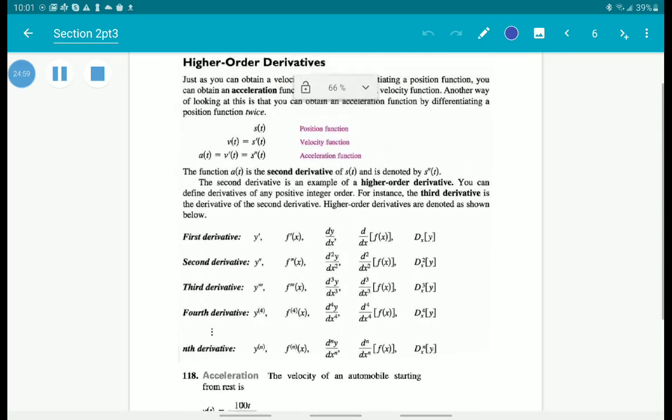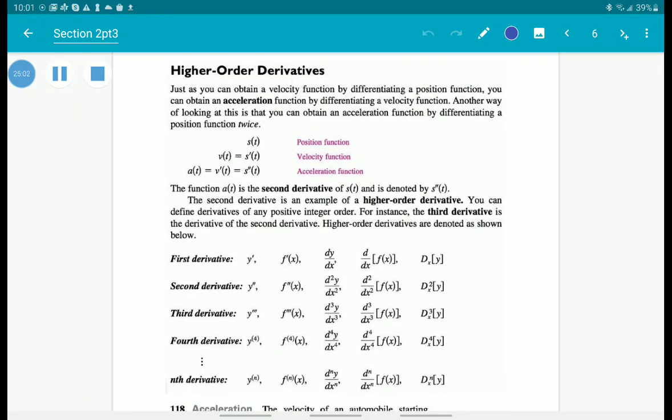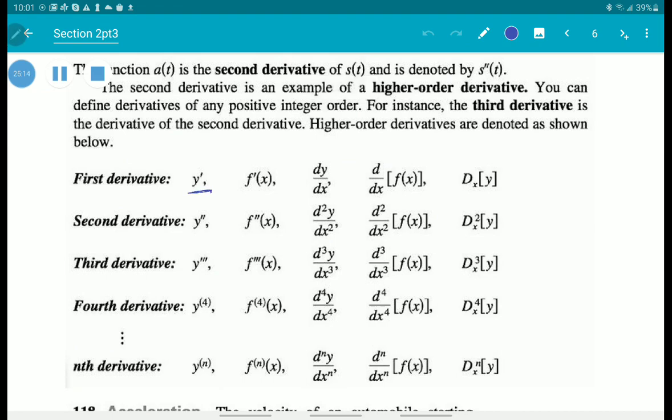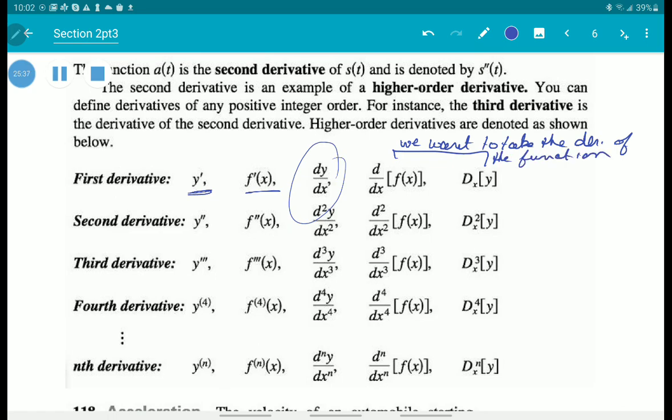Okay, the last thing in this section has to do with higher order derivatives. It turns out that we can take higher order derivatives, and all that means is I can take a derivative of a derivative. So the first derivative, when we looked at notation, looked like this: y prime or f prime of x, or we looked at it as dy over dx. Remember, these mean we want to take the derivative of. So d over dx of f of x means you want to take the derivative of f of x.